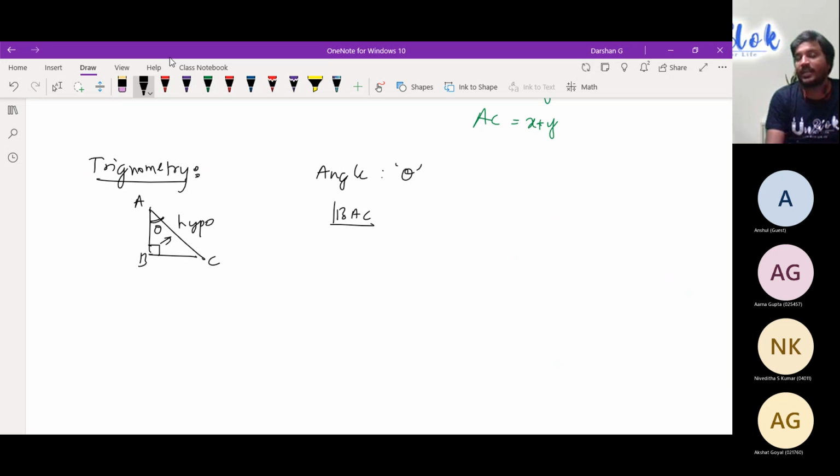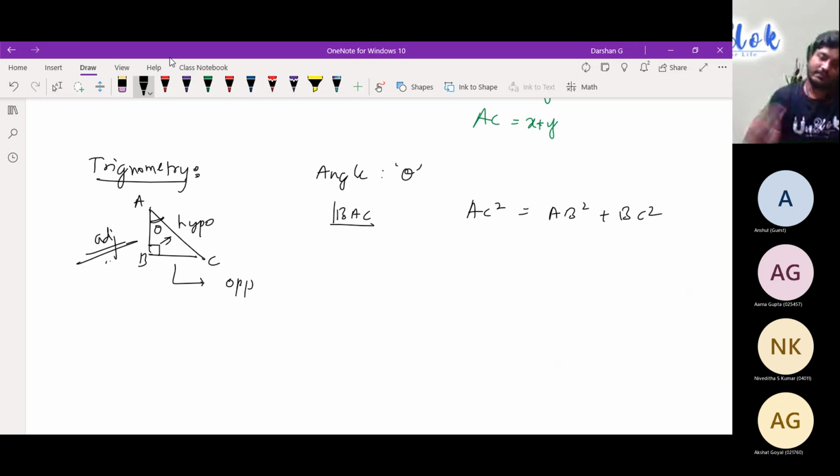For this BAC angle, please remember, BC is the opposite side. If this is opposite, the leftover side is called adjacent. We know all this part of it. The second thing is we have to know the Pythagoras theorem. So AC square is equal to AB square plus BC square, that we know anyway.